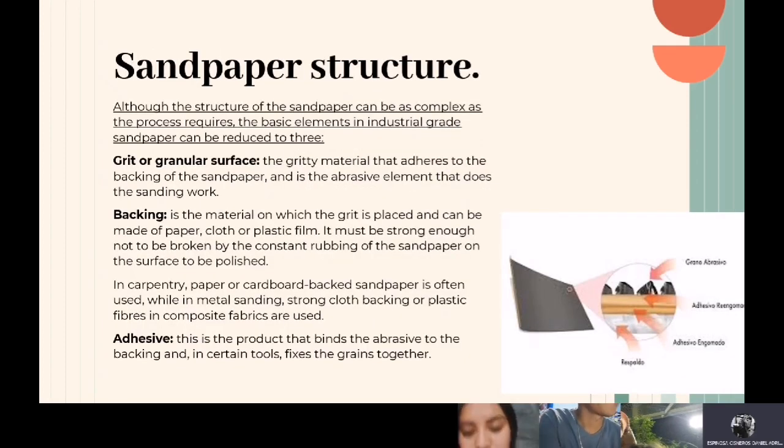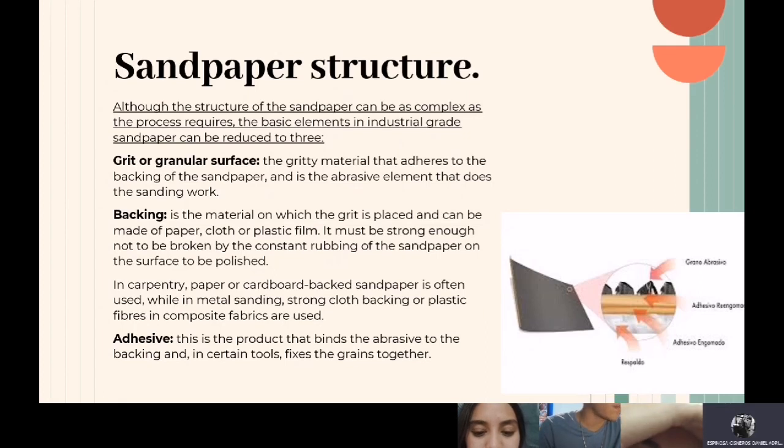Sandpaper structure. Although the structure of sandpaper can be as complex as the process requires, in industrial grade the basic elements can be reduced to three. Grit, or granular surface: the gritty material that adheres to the backing of the sandpaper, and this abrasive element does the sanding work. Backing: this is the material on which the grit is placed and can be made of paper, cloth, or plastic film.